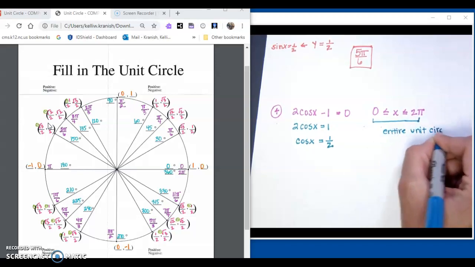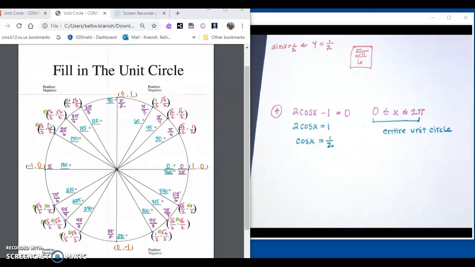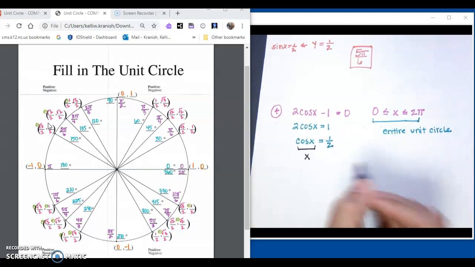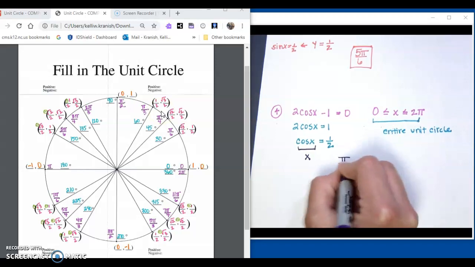Whenever there's the entire unit circle, keep in mind you're probably going to have 2 answers. Okay, so make sure you look for 2 answers. Every once in a while you only have 1, but a lot of times you'll have 2. Okay, so cosine we know is the x value. So we're looking for when the x value is 1/2. We're just going to start in the first quadrant. So if you look, the x value is 1/2 at pi over 3. So pi over 3 is one answer.